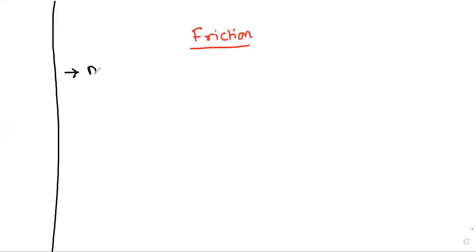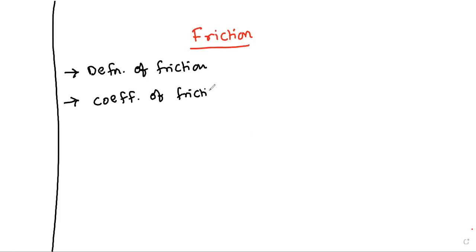Today's class will discuss the definition of friction, and then we'll discuss the coefficient of friction. Then we'll go to the importance of friction, and when it will act.